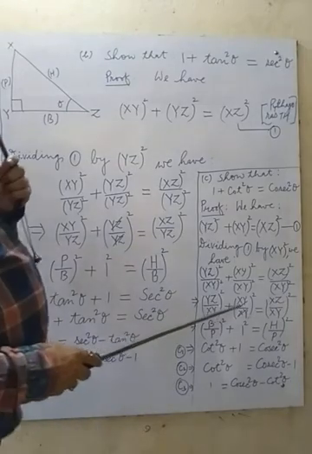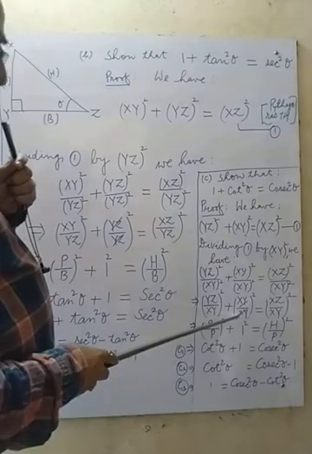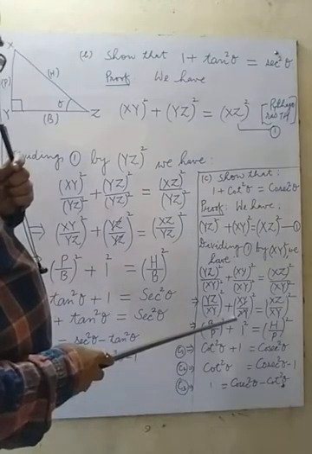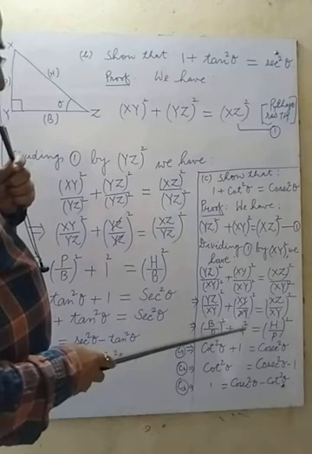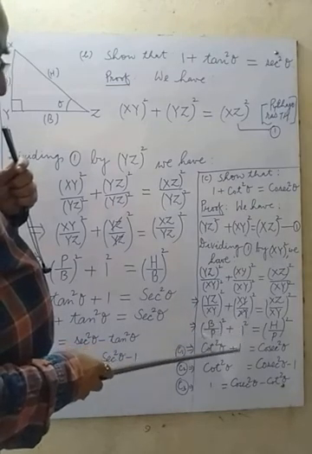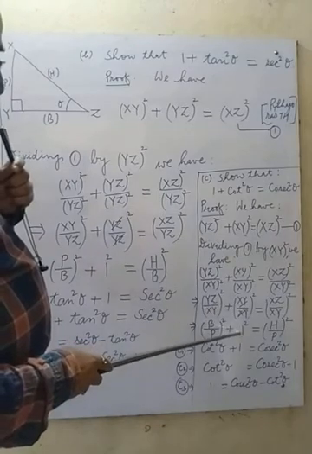Which quantity can be reduced here? xy will cancel with xy because both the numerator and denominator are equal. If numerator and denominator are equal, the value will be equal to 1, and 1 square equals 1. Now see, this one is reduced to 1.